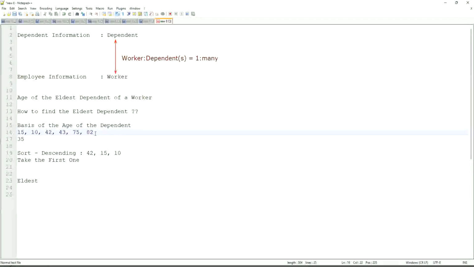So first thing that we are going to do is find out the eldest dependent. So we will sort the dependents based on the age. And then we will see what is the criteria on the basis of which we are choosing. But first thing is you realize that we are going to store the new calculated field in which business object, worker or dependent.